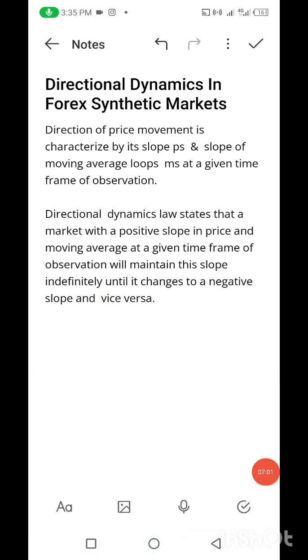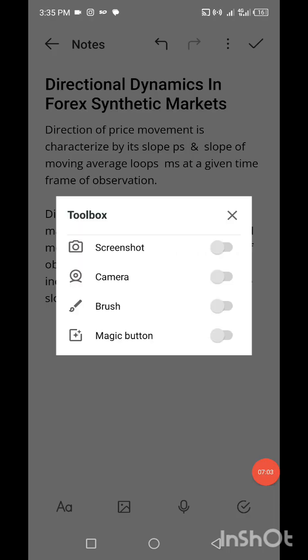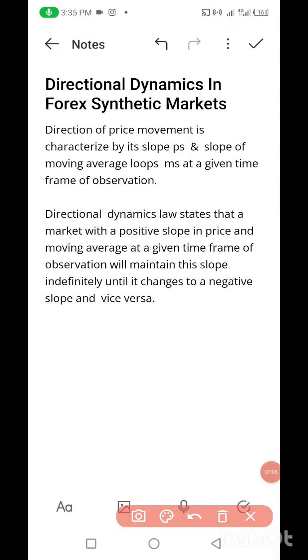I'm going to give you one illustration, and then we check on the chart and see what you have. So the main terminology in this topic is direction and dynamics. Now, direction is something that is very, very painful as a trader. It's going to pain you so much each time you place a trade.